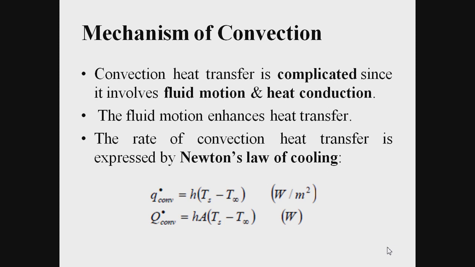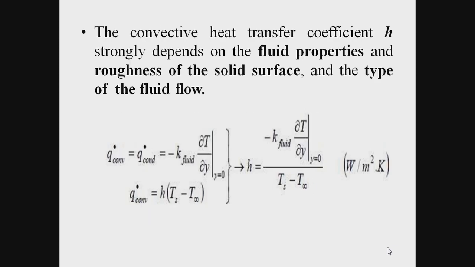Now, mechanism of convection. Convection heat transfer is complicated because in this heat transfer, both fluid motion and heat conduction are involved. This fluid motion enhances heat transfer, and for calculating the rate of convection heat transfer, we use Newton's law of cooling, which is hA(Ts - T∞) if you want in watts, and if you want watt per meter square, then it is h(Ts - T∞), where Ts is the temperature of the surface and T∞ is the temperature of the ambient environment.